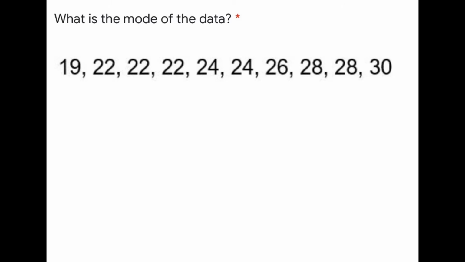What is the mode of the data? Our mode means the most. So we need to look at our 19s, when we have 22s, then we have 24s, 26s, 28s, and 30s. And looking at my underline there, you need to determine which one has the most.